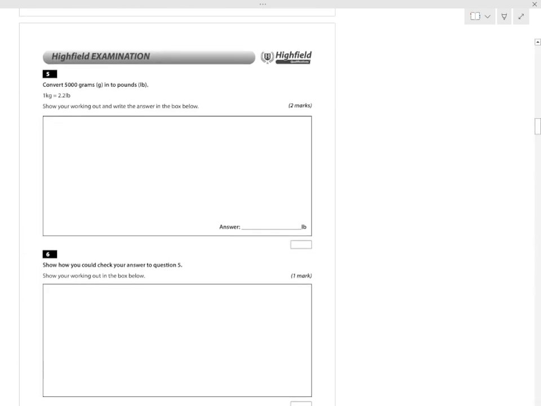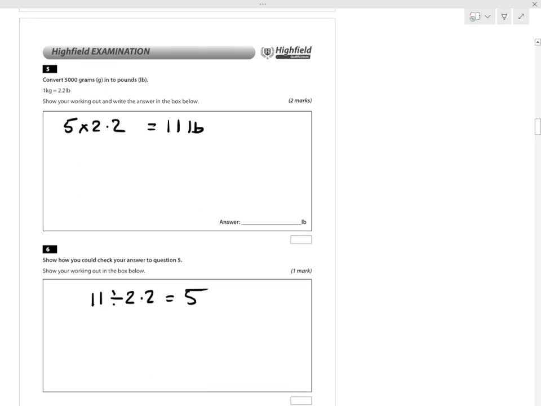Convert 5 kilograms into pounds. Oh, right. So 5,000 grams is 5 kilograms times 2.2. So 5 times 2.2 is 11. 11 pounds. Sure, you could check your answer. You could do 11 divided by 2.2 equals 5. So I suppose there are 3 marks if you just go along with it, yeah.